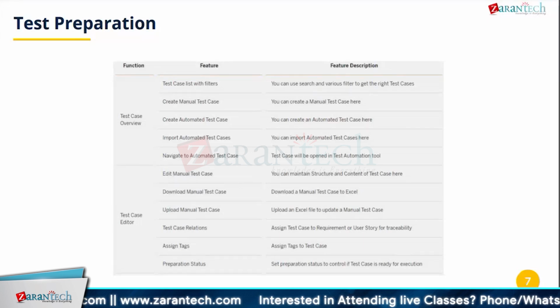right? So you can create a manual test case, you can create an automated test case, you can import the test cases. For import, you have to have the third party automated testing tool integrated. After that, you can import the automated test cases into Cloud ALM. Then based on the test cases, you can plan your test plan and different stuff, right? Navigate to automated test cases. So this is fine. Okay.